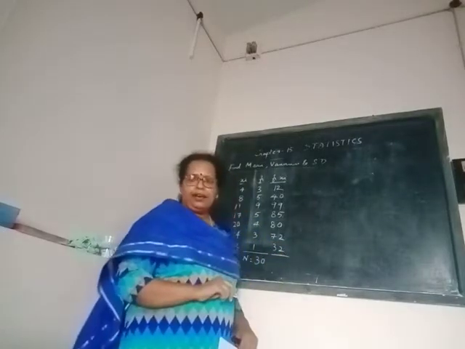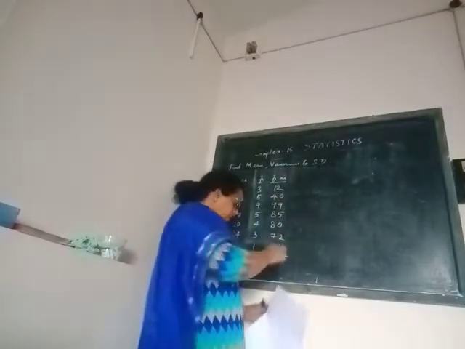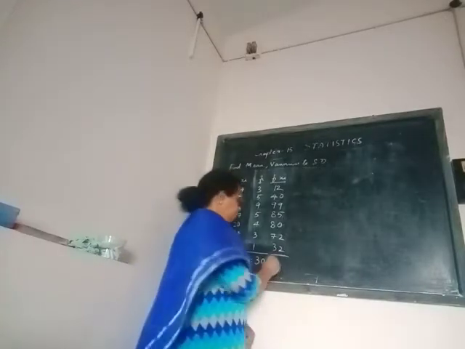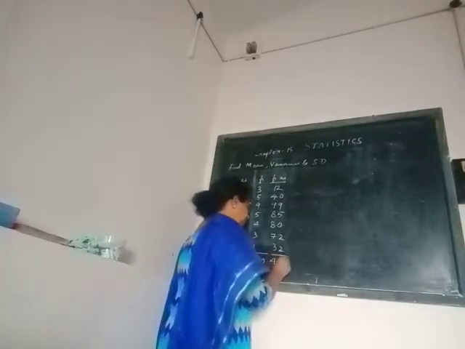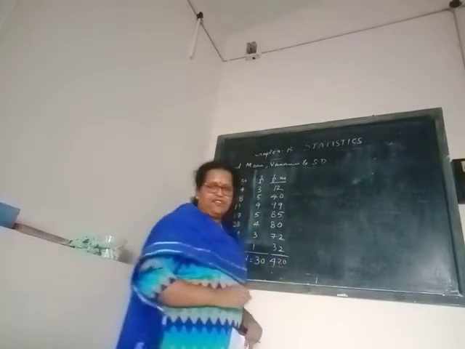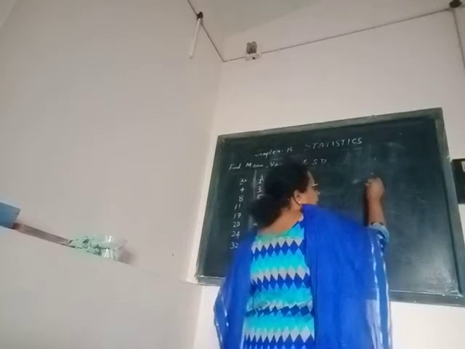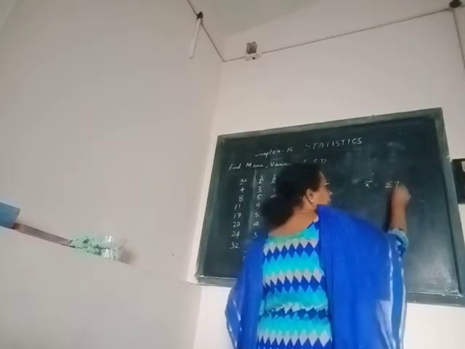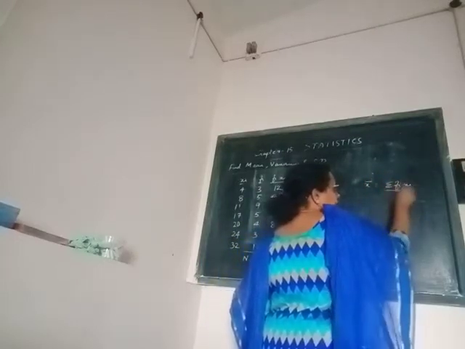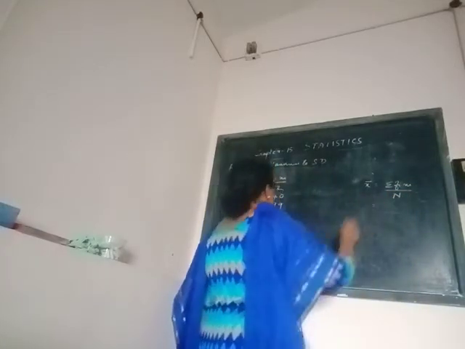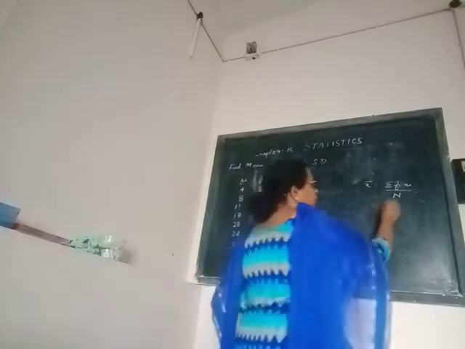We need sigma fi xi, meaning the sum of this column. Find the sum of that column. You will get 420. So we got sigma fi xi. What is the mean formula? X bar is sigma fi xi divided by n. Sigma fi xi is what? 420.